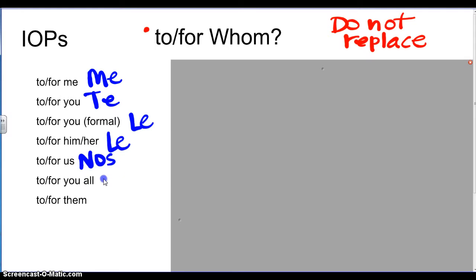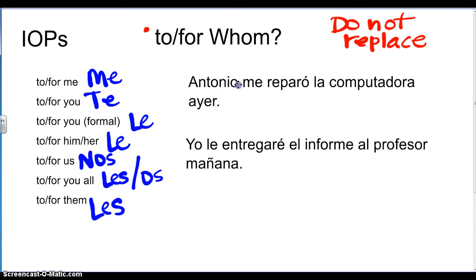To or for you all, depends. If I'm in South America, it'd be les. If I'm in Spain, it'd be os. And to or for them is a les. Okay, so those are the indirect object pronouns. Let's look at the example sentences. I'm going to go through the same process. We're going to find the verb, and I'm going to ask the verb to or for whom.